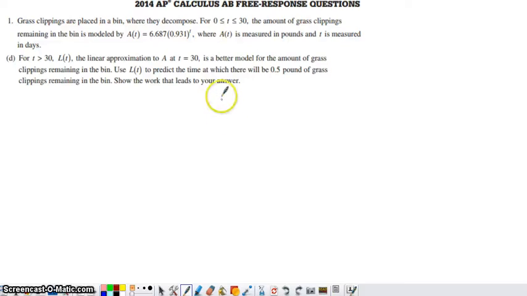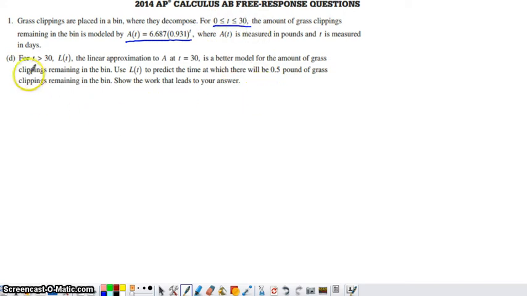So here's the last piece of number 1 from the 2014 AB and BC exam. They said that this function here, A of t, is going to model the number of pounds of grass clippings that are in a bin as the grass clippings decompose over a certain time frame. They say that that function only holds from 0 to 30.